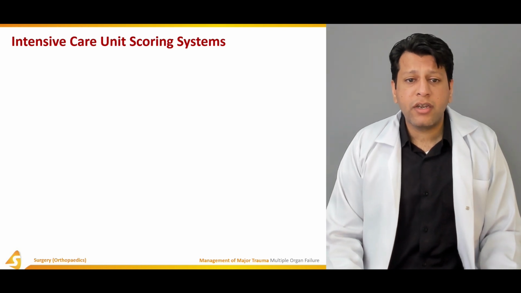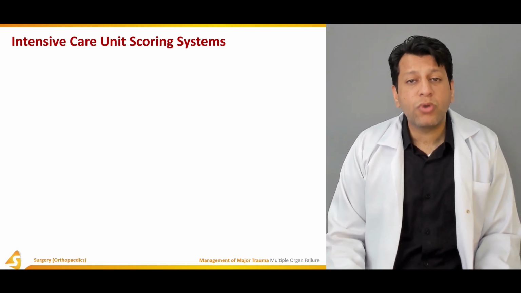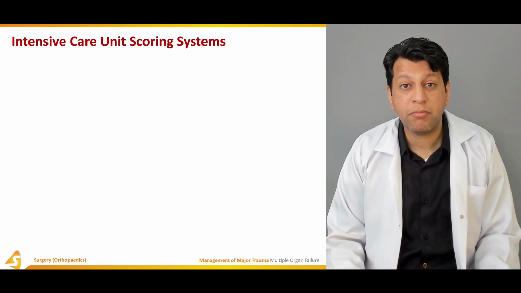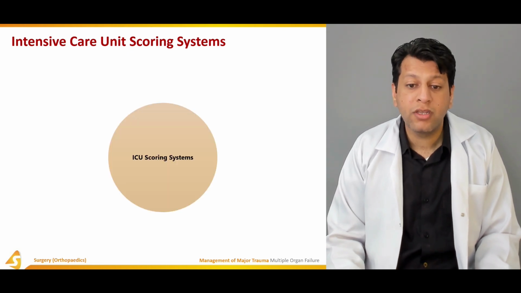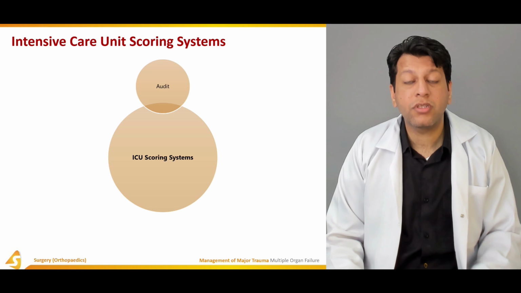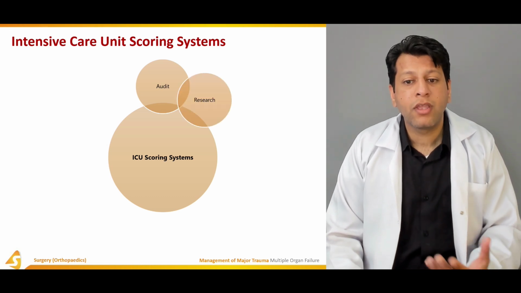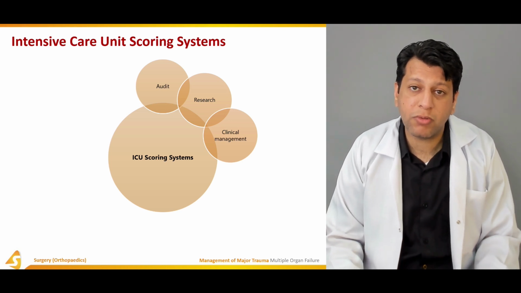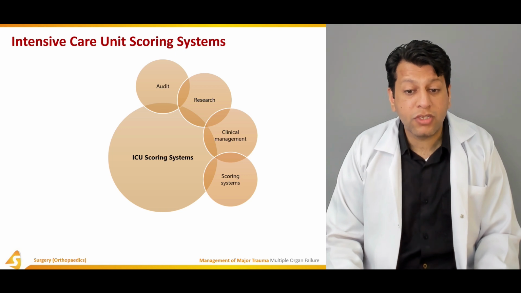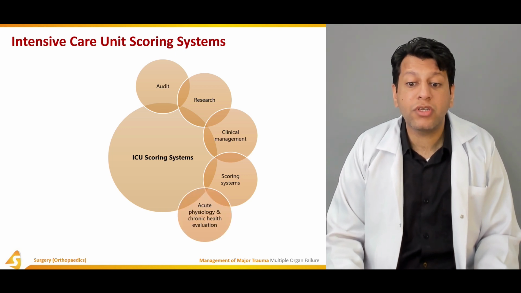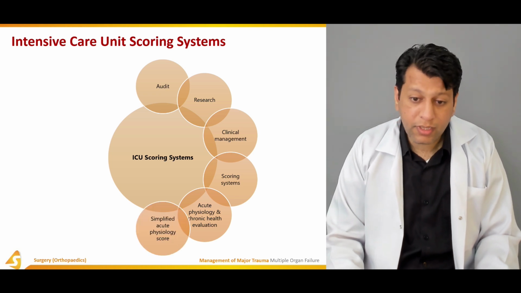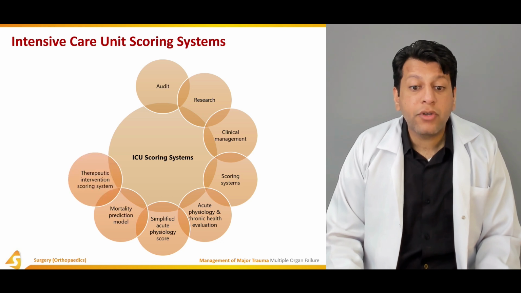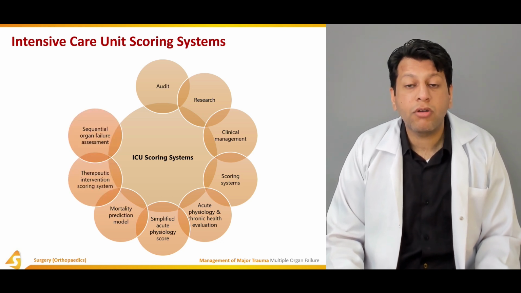Now coming to a rarely discussed topic, that is intensive care unit scoring systems. Nowadays patients are suffering from massive trauma, and sometimes this may require ventilator support as well. ICU scoring systems are good because they are helpful in audit of the patients, and they are helpful in research. We know what should be done and how to clinically manage things, especially those associated with massive trauma. These scoring systems include Acute Physiology and Chronic Health Evaluation, Simplified Acute Physiology Score, Mortality Prediction Model, Therapeutic Intervention Scoring System, and Sequential Organ Failure Assessment.